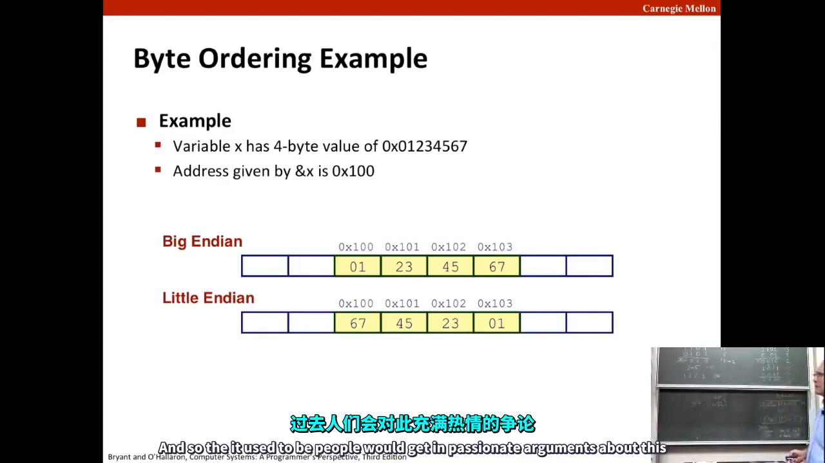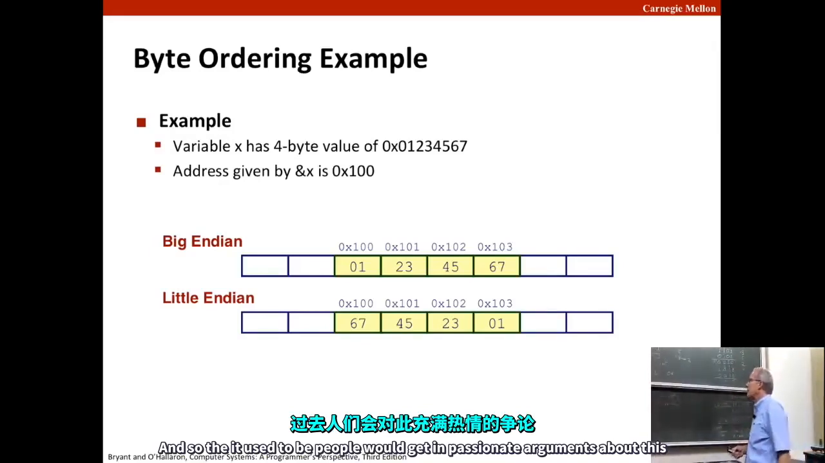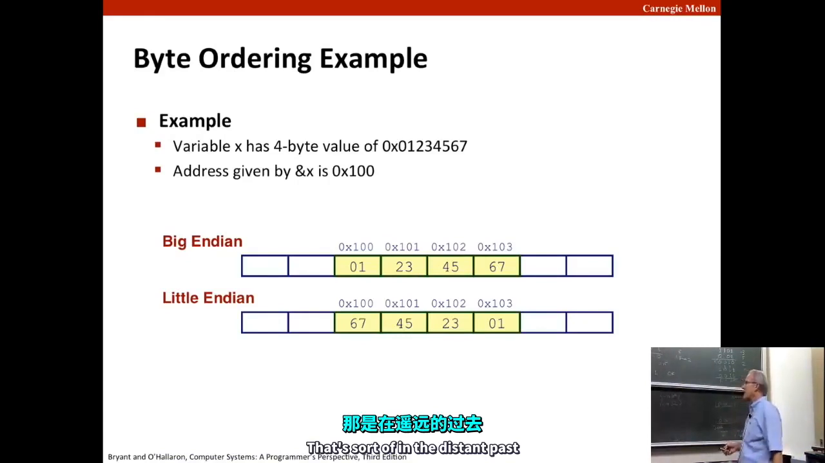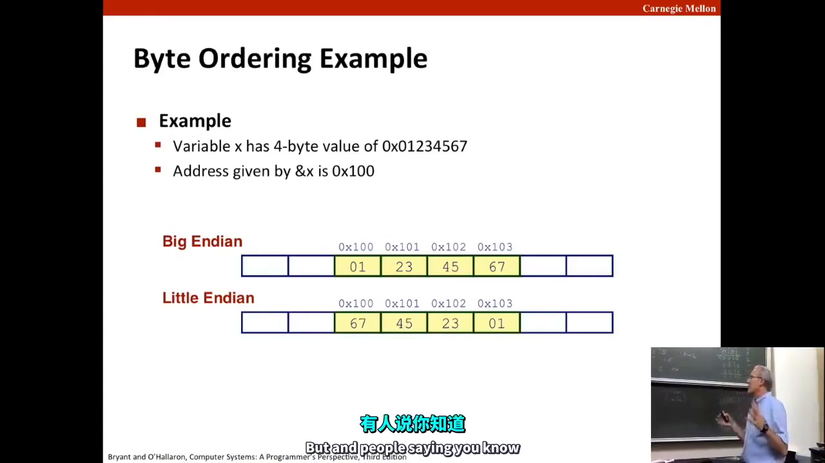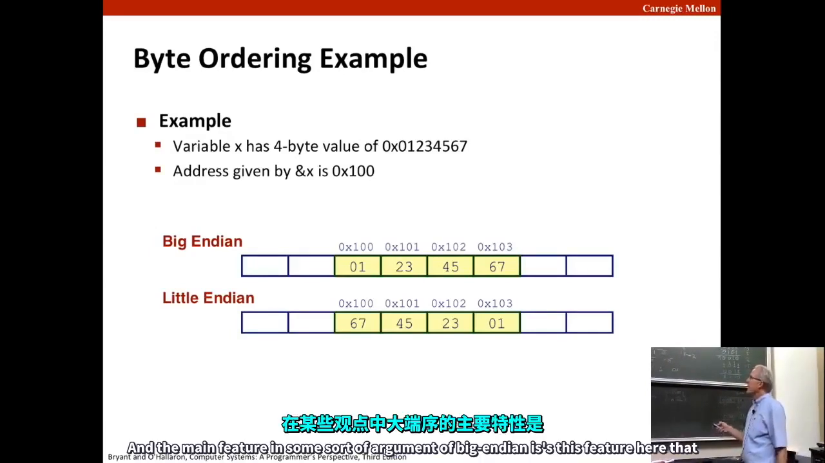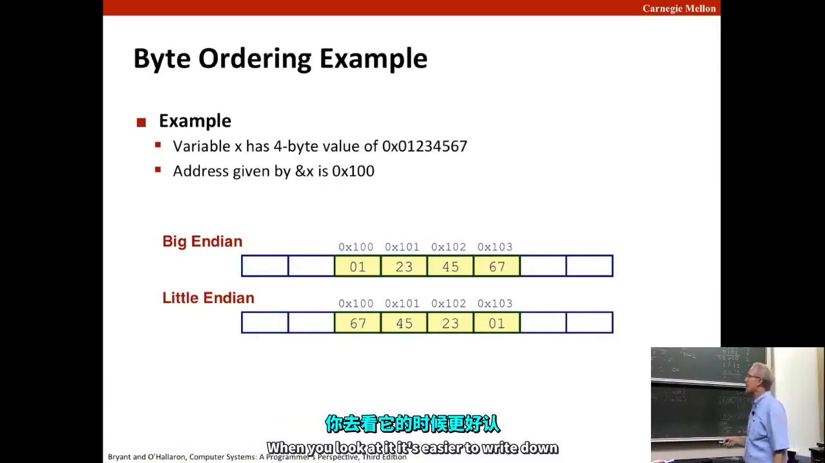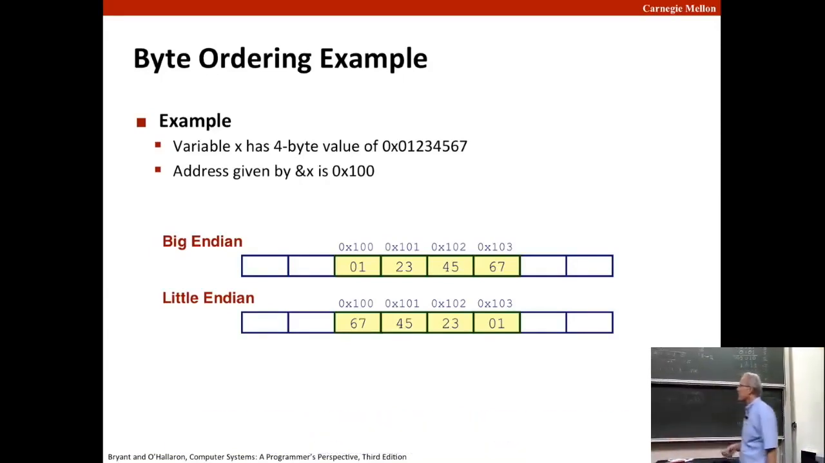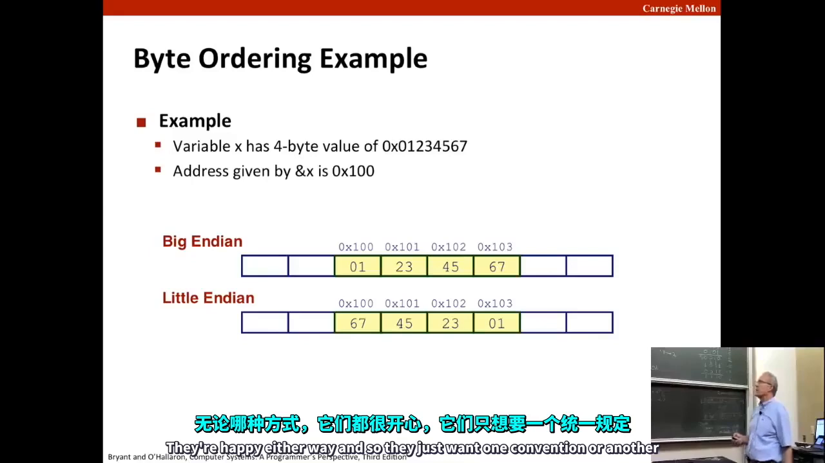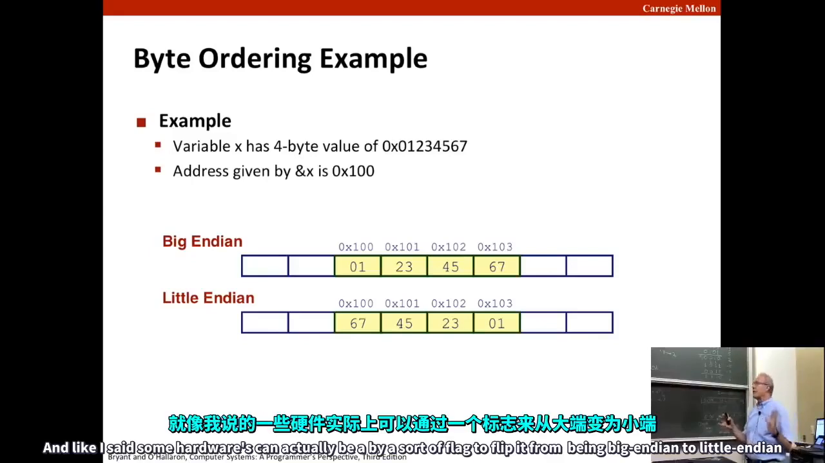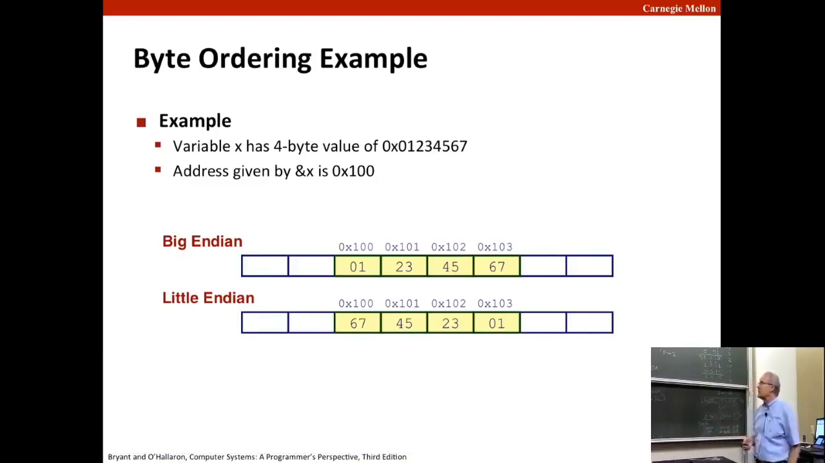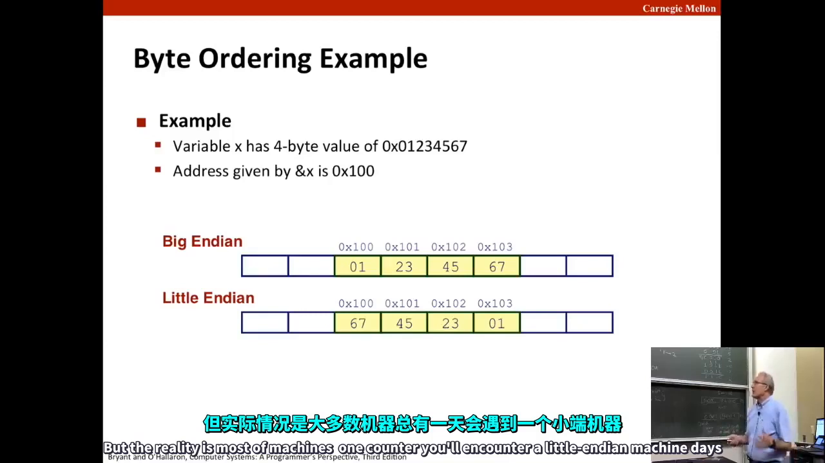And so it used to be people would get in passionate arguments about this. That's sort of in the distant past. And the main feature in the argument for Big Endianness is this feature here, that when you look at it, it's easier to write down. But computers don't really care. They're happy either way, and they just want one convention or another. And like I said, some hardware can actually be flipped by a sort of flag from being Big Endian to Little Endian. But the reality is most of the machines you'll encounter nowadays are Little Endian machines.